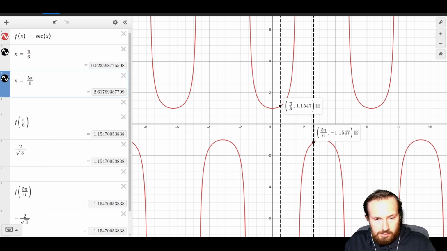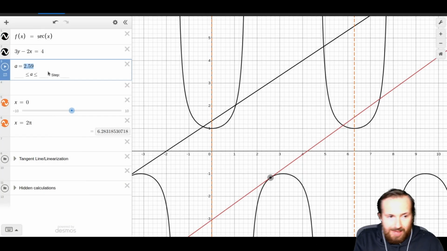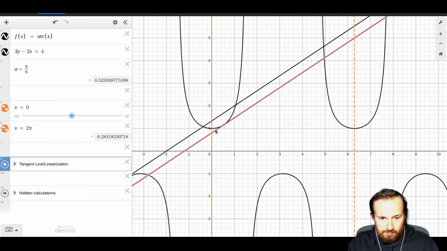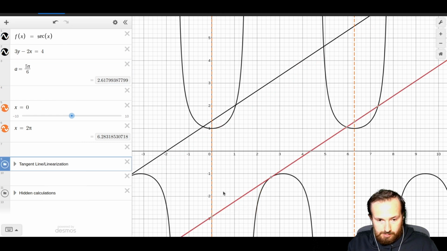Apparently at these points, pi over 6 comma 2 over radical 3, and again, you could rationalize this denominator to be 2 radical 3 over 3 if you wanted. And then at the negative of that, basically, those apparently are the points where the slope of the tangent line to secant of x equals the same slope as the other curve. And if we go back to these points on the original curve, so like pi over 6, for example, yep, that is believable that pi over 6 is the exact point where the two lines are parallel. And then remember the other one was 5 pi over 6. Yep, that's believable. So yeah, I would say overall these points are absolutely believable.